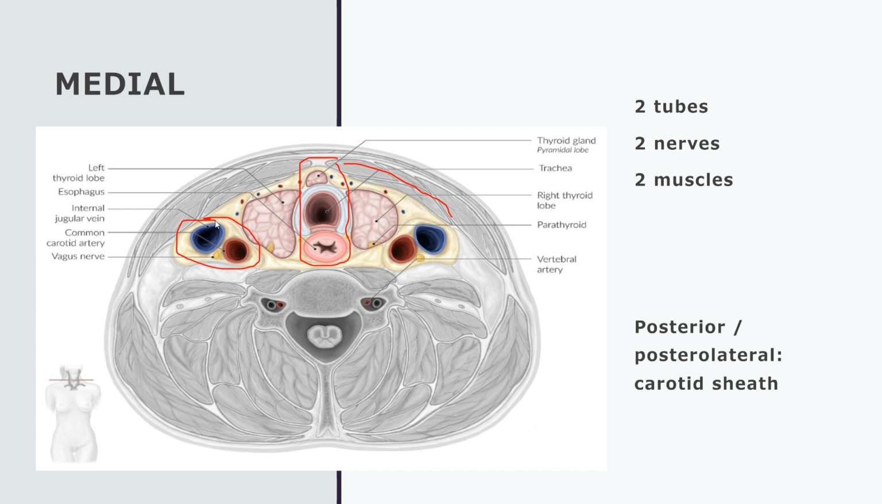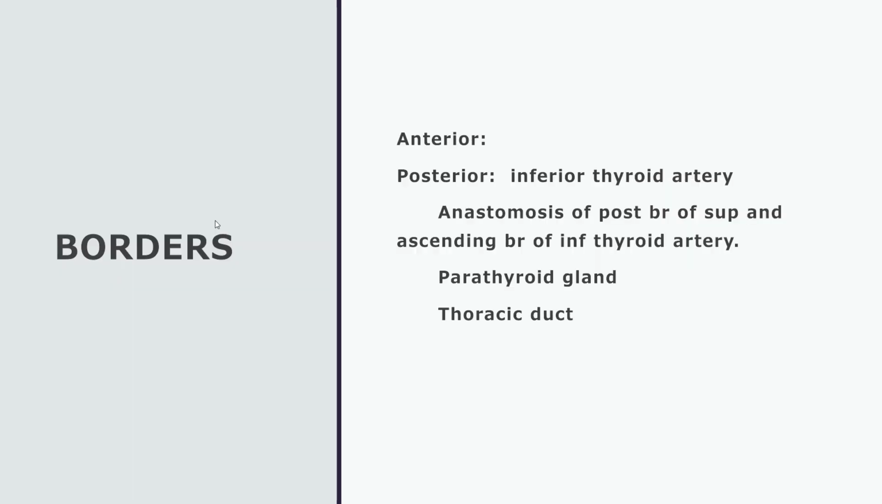Next of all, we are going to see about its border. So there are two types of border, anterior and posterior. Anterior border is thin and related to anterior branch of superior thyroid artery, and the posterior border is related to inferior thyroid artery. Anastomosis between posterior branch of superior and ascending branch of inferior thyroid artery. The posterior border is thick and it separates the medial and posterior surface. So it consists of parathyroid glands and also thoracic duct in the left side only.